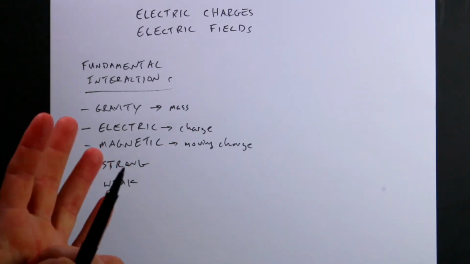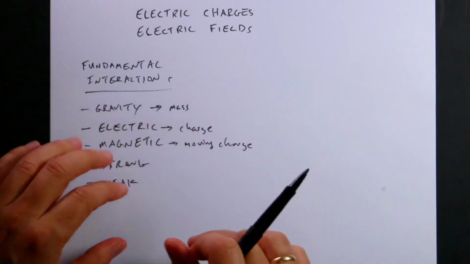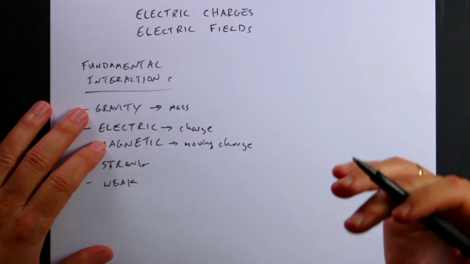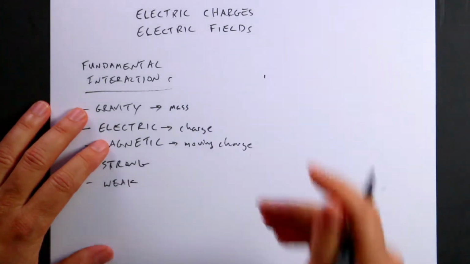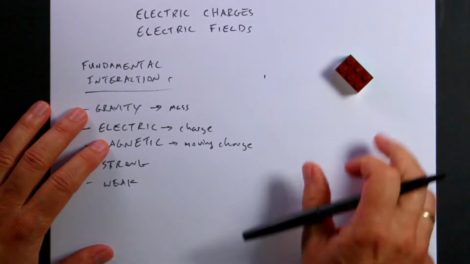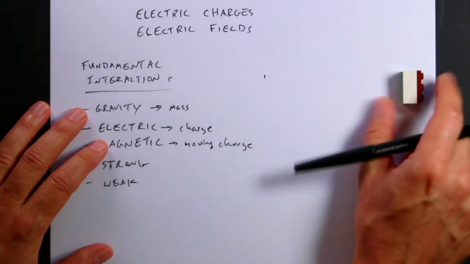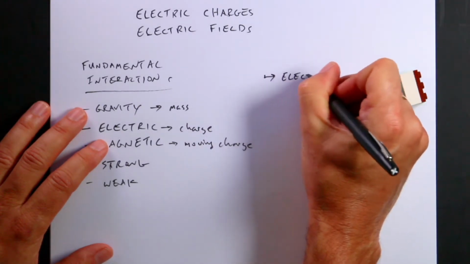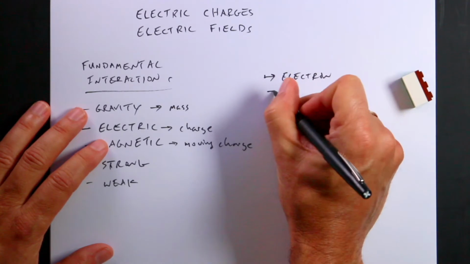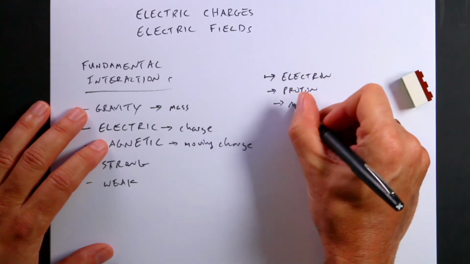So now we're down to these fundamental properties of nature, right? We're talking about the electric interaction, and we're talking about the fundamental properties of matter. If you take like a Lego block, this Lego block is made up of three things: the electron, the proton, the neutron.